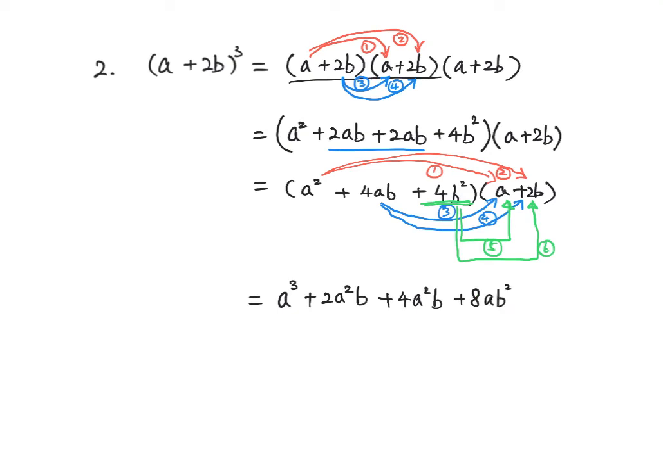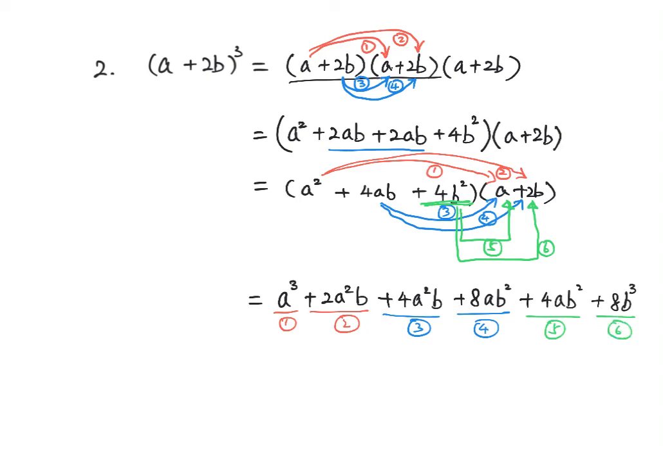And the fifth term, positive 4b squared times a, which gives you positive 4ab squared. 4b squared times 2b, which is 4 times 2 is 8, b squared times b, which is b to the power 3. So this is the first term. This is the second term. This is the third and the fourth. And this is the fifth one and the sixth one.